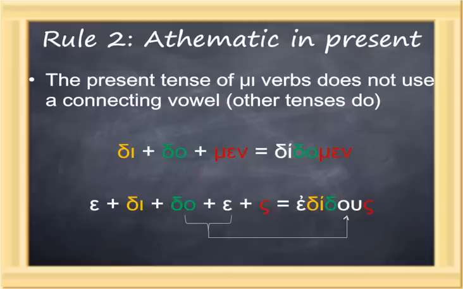Di, reduplication, to make a present stem. Do is the root. And then the connecting vowel, epsilon plus sigma. The omicron of the stem and the epsilon of the connecting vowel, omicron plus epsilon, contracts to omicron-upsilon, thus the form edidous for the second person singular, imperfect, indicative, active. So we have athematic present, but the theme vowels reoccur in other tenses.